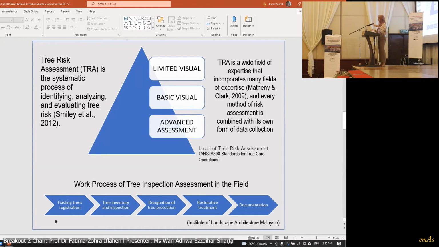data collection forms. At the bottom side is shown the work process of tree inspection assessment in the field, as explained by the Institute of Landscape Architecture Malaysia. The process of tree inspection assessment will start with existing tree registrations, then doing the tree inventory and inspections, designations of tree protections, then restorative treatments, and lastly documentations.